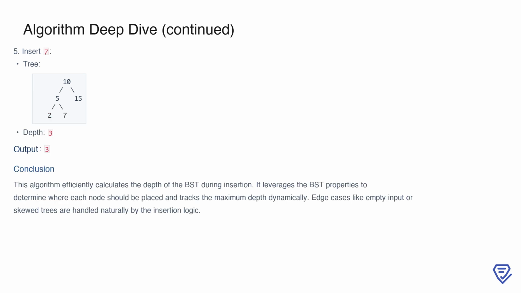Finally, we insert 7, which is smaller than 10 but larger than 5. This value is placed as the right child of 5. The depth of the tree remains 3, as 7 is at the same level as 2.